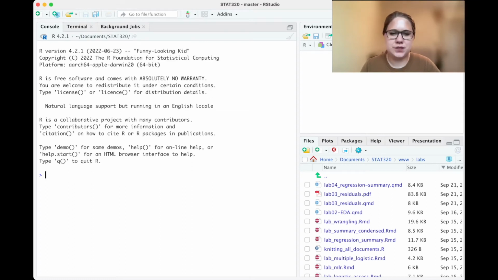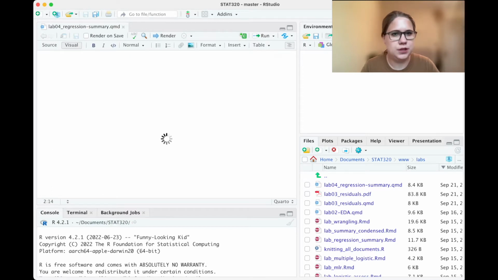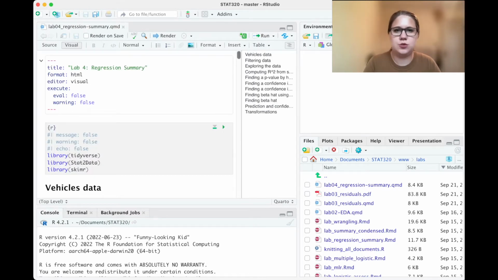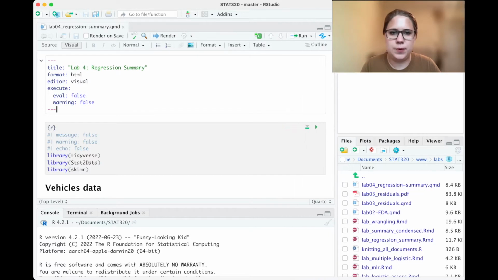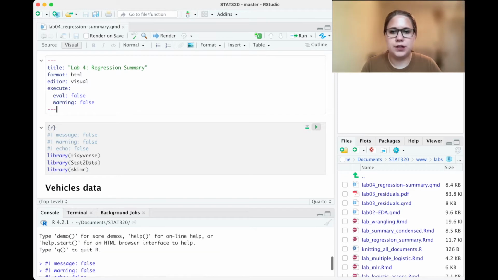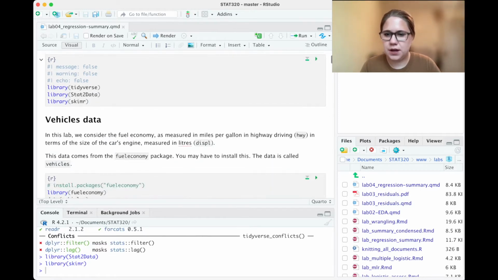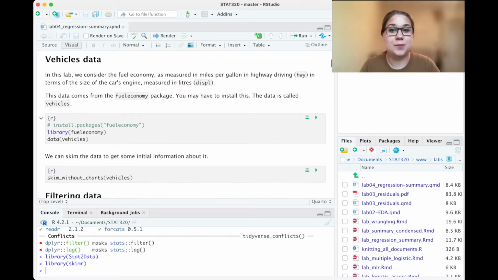Hi folks! So today we're going to go through Lab 4, the Regression Summary Lab, which is a Quarto document, and you can download it from Canvas and put it into your folder for this class. I'll open it up here, and the first thing that I usually do is hide my document outline so I have a little more space, and maybe I'll smoosh this over a little so I can see it better. We're going to start with loading a couple packages, and then we're going to get some data going.